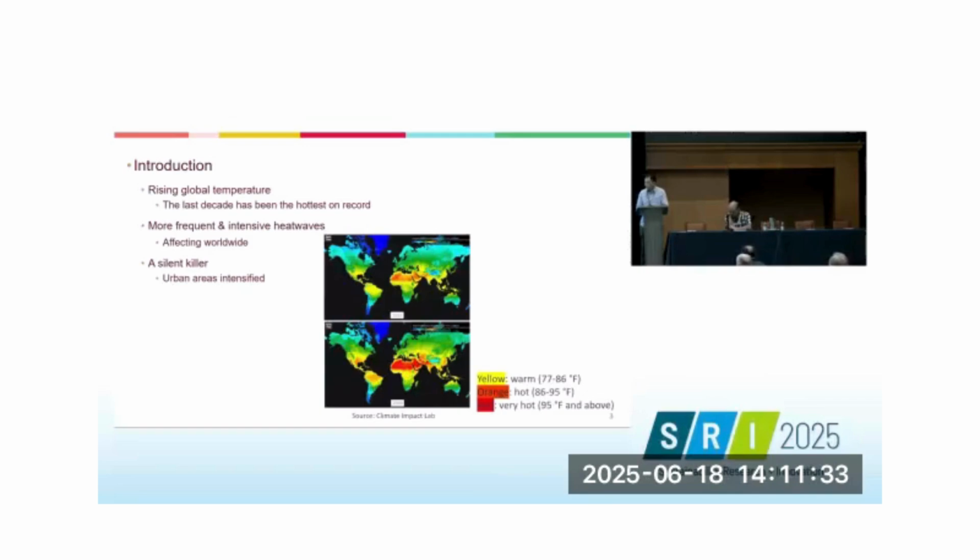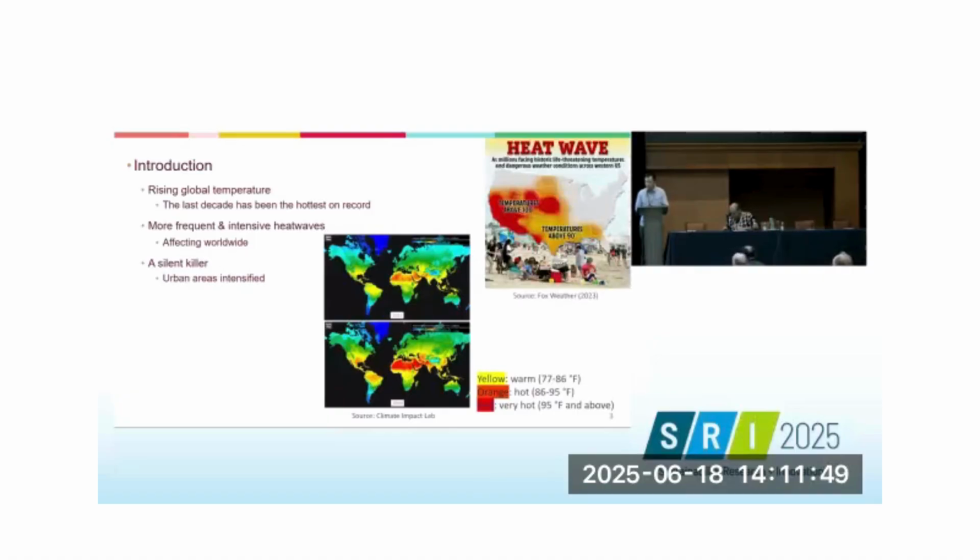So here, as you can see, this is a projection for the global temperature by the end of this century. Almost all of the global south, the temperature is going to rise a lot. And this is the map for the United States. You can see from the western and also the southwestern areas, it becomes hotter and hotter during the summertime.